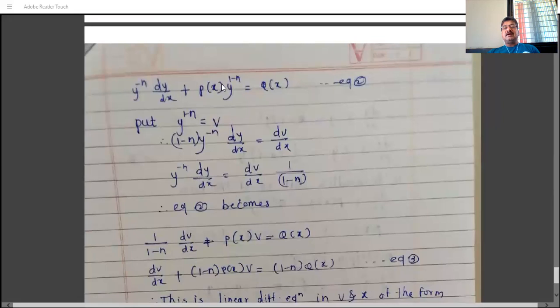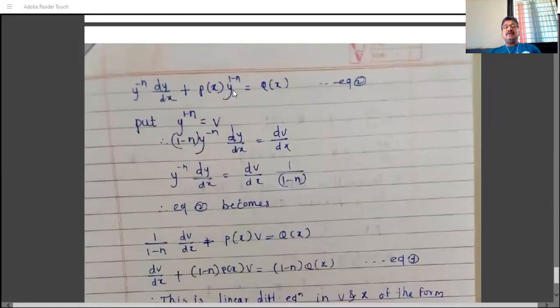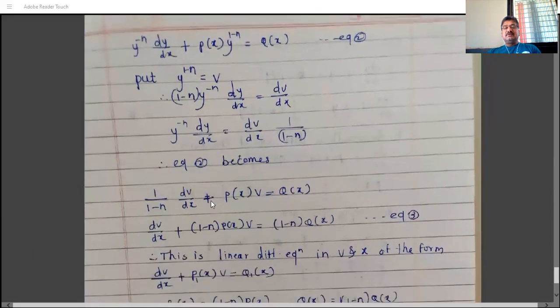Substituting into equation second, the term y raised to minus n dy by dx becomes 1 by 1 minus n dv by dx, plus P(x) times v, since y raised to 1 minus n is v, is equal to Q(x). So after this substitution, equation second becomes in this form.